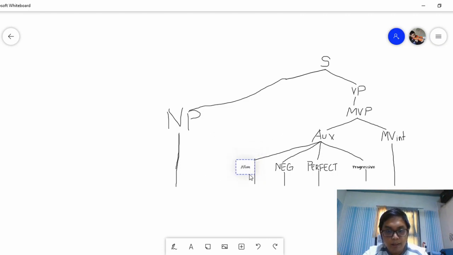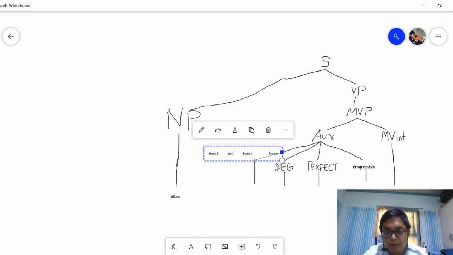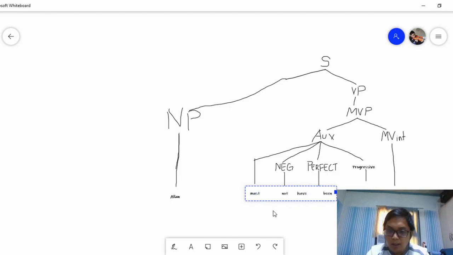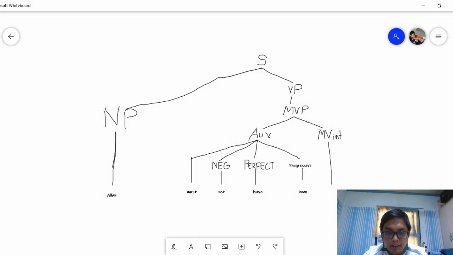Let's move there. Alan, must, not, have, been. Try to make that a little further. Oops, I think it lacks space. Let's add space here. Must not have. Let's extend here so it reaches. Must not have been. And then the last one would be fishing, of course. That's where you put it now in our MVINT. So again, Alan must not have been fishing.